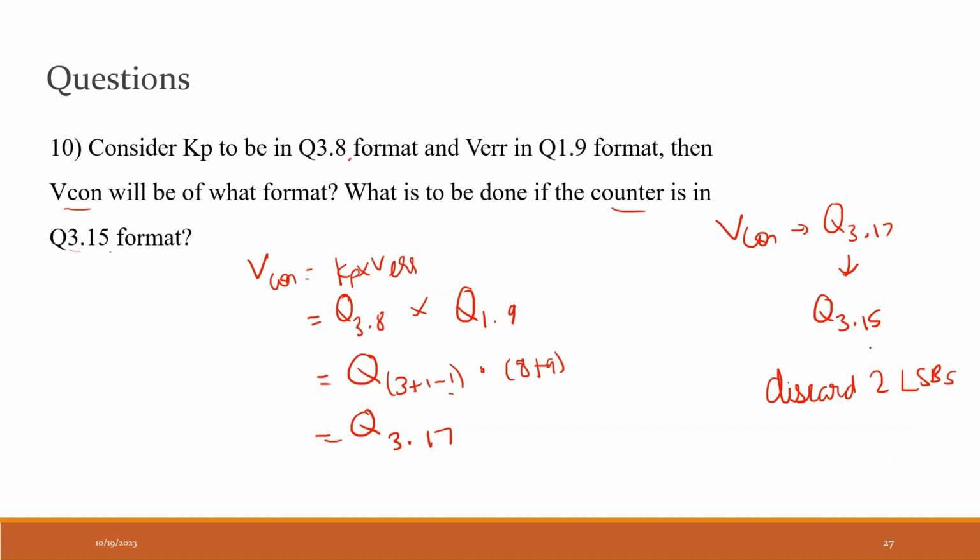So in this way, we will make the VCon to be of the format of Q3.15. In order to compare, we are making the Q values equal. Yeah, the Q format should be equal for comparison.